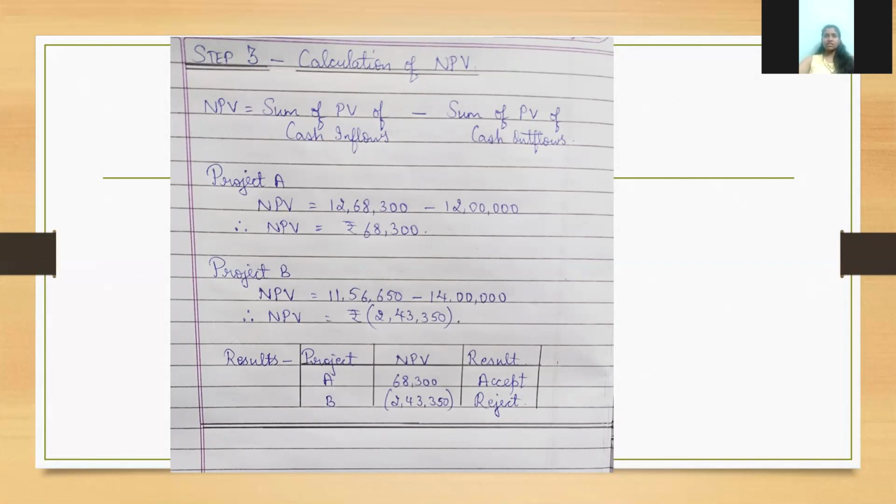Now, let us summarize this. As a result, for Project A and Project B, the NPV is 68,300 and minus 2,43,350. Therefore, the company should decide on accepting the Project A investment proposal and rejecting the Project B investment proposal, as Project A has a positive result and Project B has a negative one.